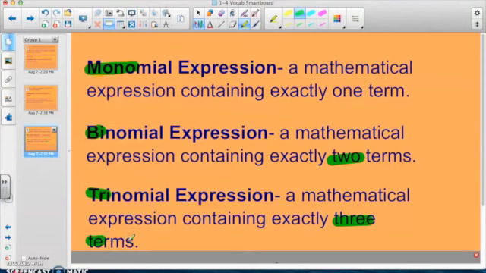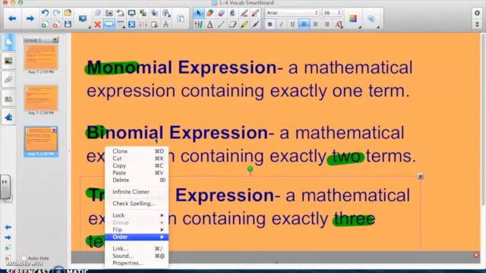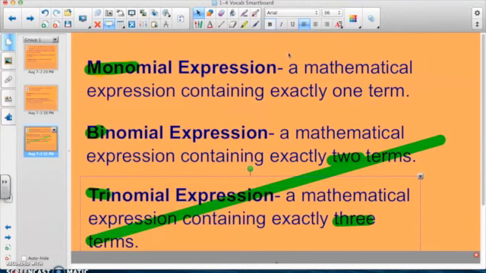Now, we don't have it on our glossary, but another word that you'll hear quite a bit in this course is polynomial expression, and that's any expression that has more than three terms in it. And my highlighter's going crazy, so with that, we will go ahead and wrap up this vocabulary video.